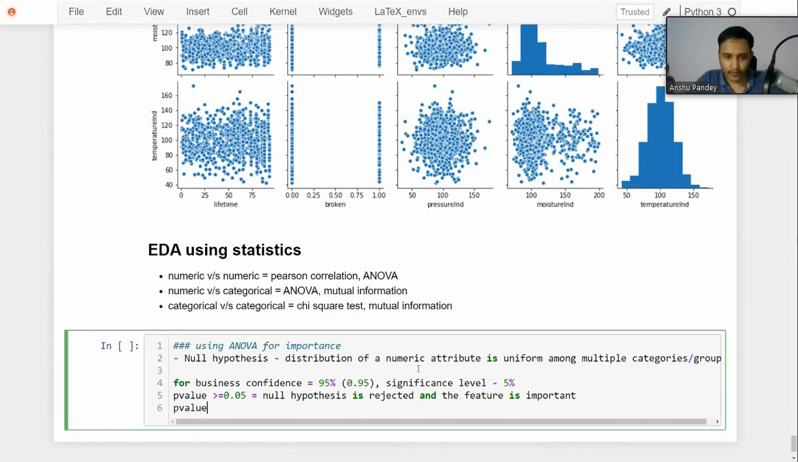If p-value is less than 0.05, we say null hypothesis is rejected and feature is important. If it is greater than 0.05, we say that null hypothesis is accepted and the feature is not important, right? So we can do the similar analytics with the help of this as well, right? So let me show you an example.